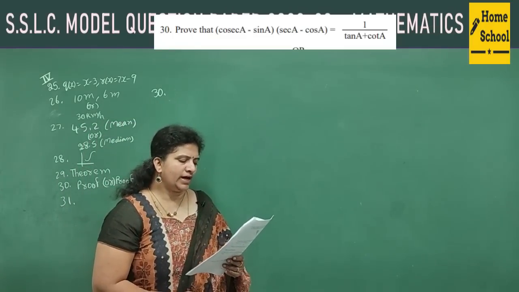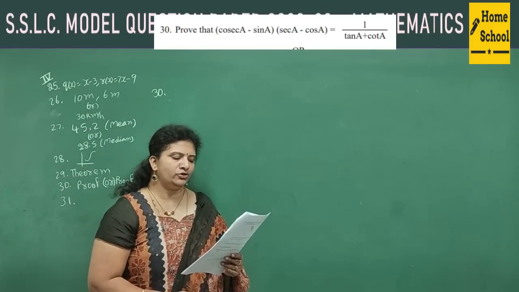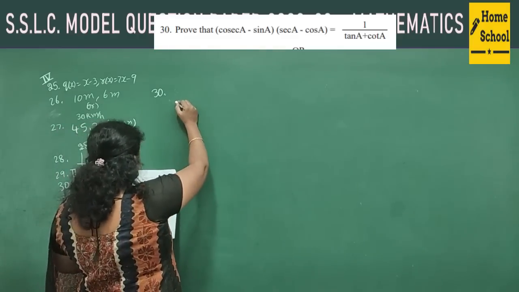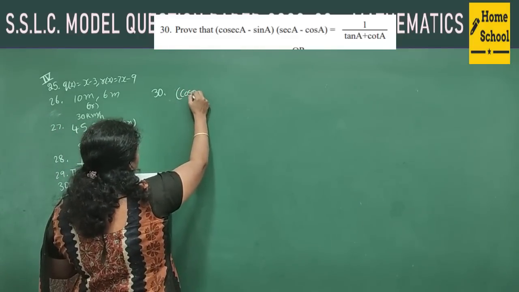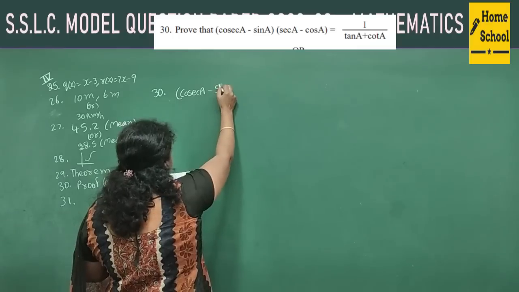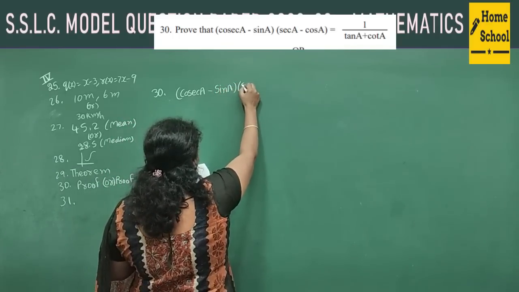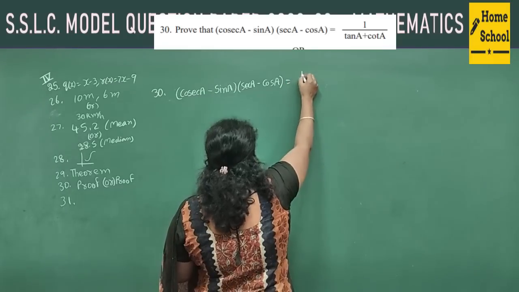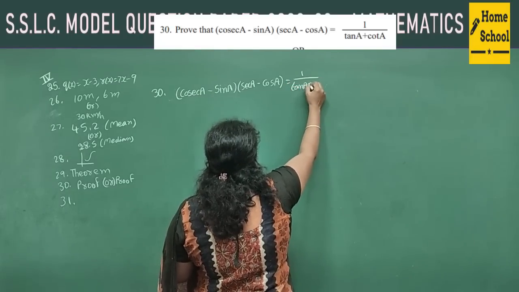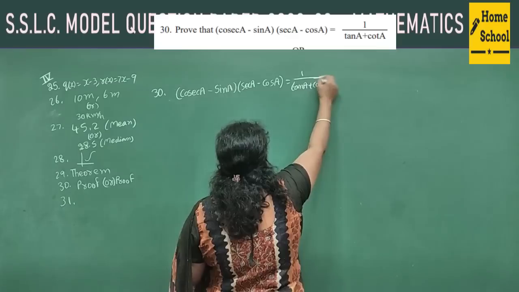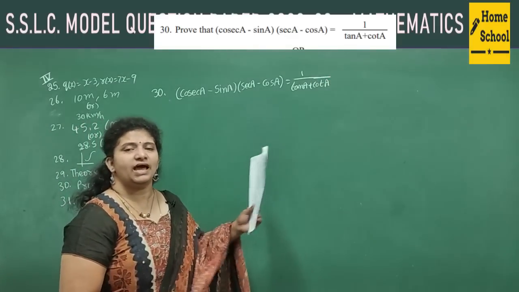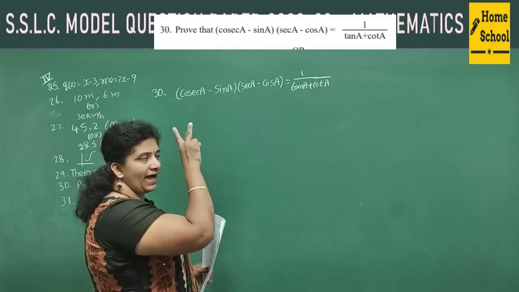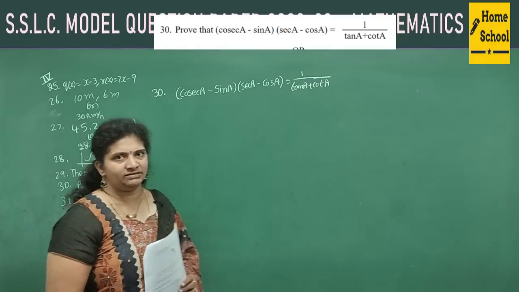30th question. Prove that (cosecant A minus sin A) into (secant A minus cos A) is equal to 1 by (tan A plus cot A). So let me take the question here. Prove that (cosec A minus sin A) into (secant A minus cos A) is equal to 1 by (tan A plus cot A). We can consider LHS and prove RHS, or you can consider RHS and get LHS, or you can take LHS and RHS at a time to get the same answer.